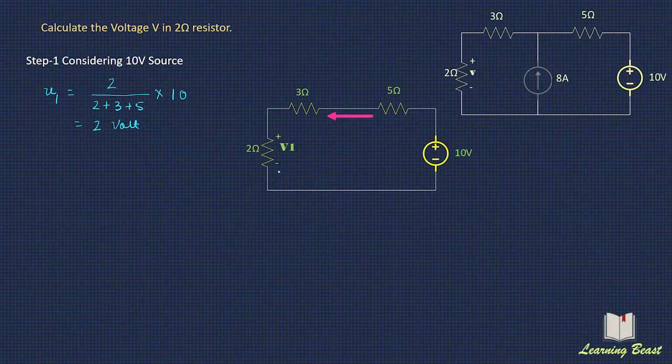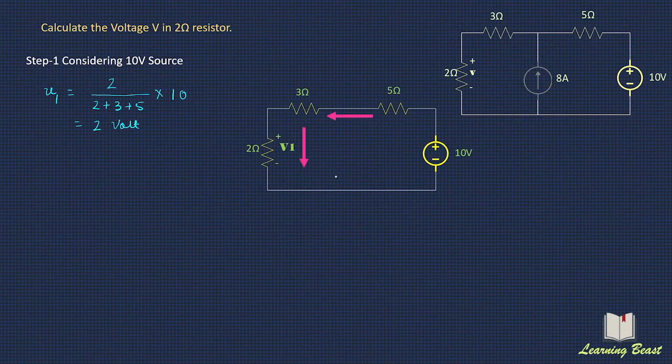The important point to note here is to check the polarity of the voltage. In the circuit, the current will flow in the direction of the arrow. So current always flows from higher potential to lower potential. So positive will come here and negative will come here.